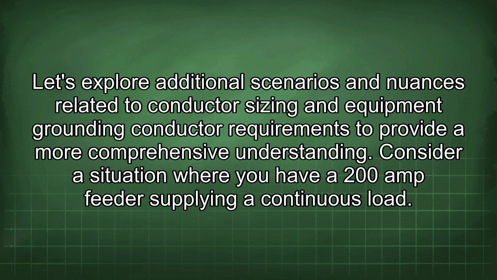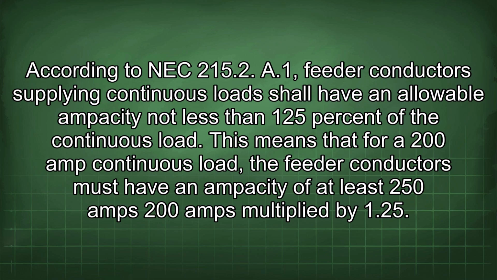Let's explore additional scenarios and nuances related to conductor sizing and equipment grounding conductor requirements to provide a more comprehensive understanding. Consider a situation where you have a 200 amp feeder supplying a continuous load. According to NEC 215.2(A)(1), feeder conductors supplying continuous load shall have an allowable ampacity not less than 125% of the continuous load. This means that for a 200 amp continuous load, the feeder conductors must have an ampacity of at least 250 amps: 200 amps multiplied by 1.25.